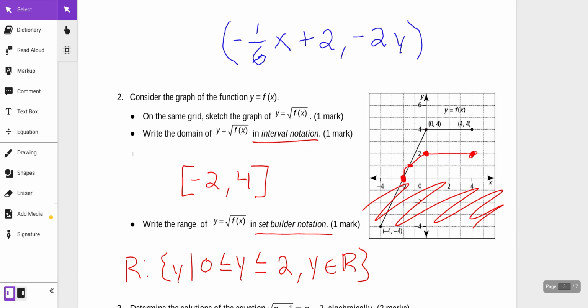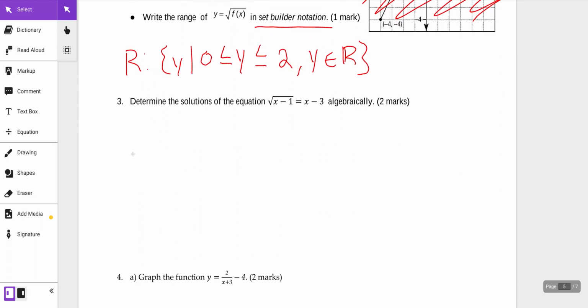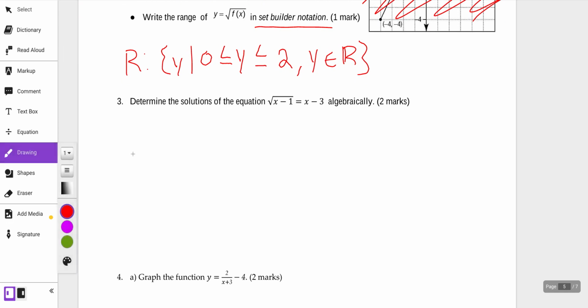All right, number 3. Determine the solutions to the equation root x minus 1 equals x minus 3 algebraically. I had a few people do some guessing and checking and called it inspecting. That's not inspecting. It's guessing and checking. Algebraically, you have to show me, break down, work. It has to also get every possible solution.